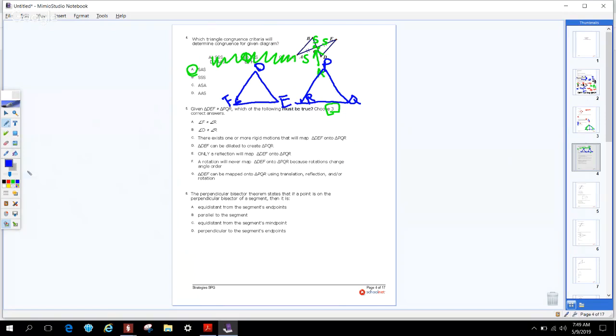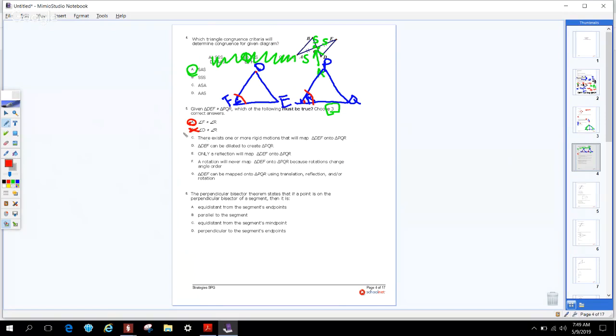So angle F, is angle F congruent to angle R? Well, here's angle F, here's angle R. Yes, so A is correct. Is angle D, up here, congruent to angle R? No, we don't know. If it was an equilateral triangle or a tilted isosceles triangle, yes, but based on this information, the answer is no.